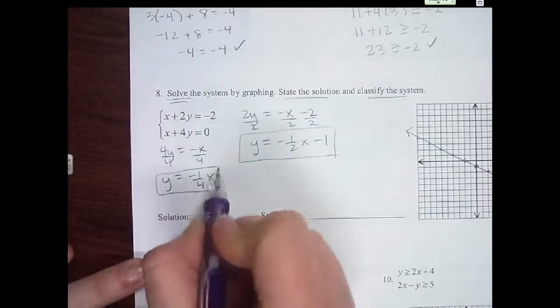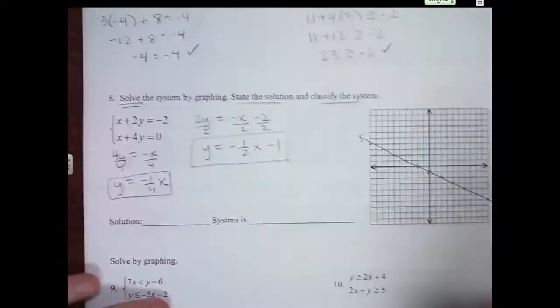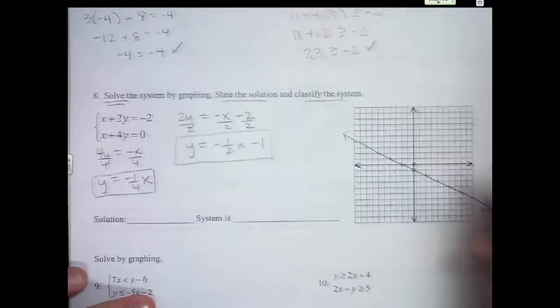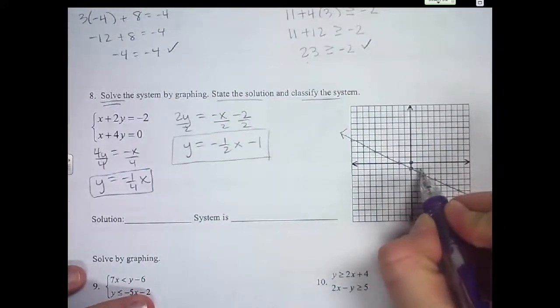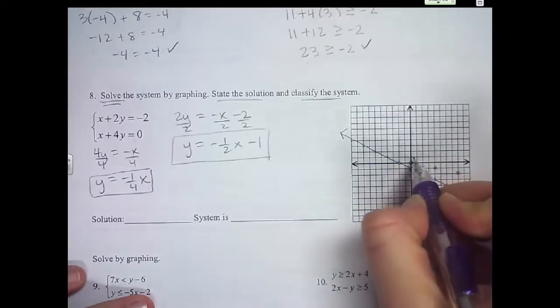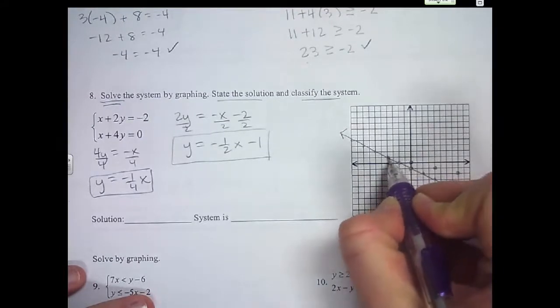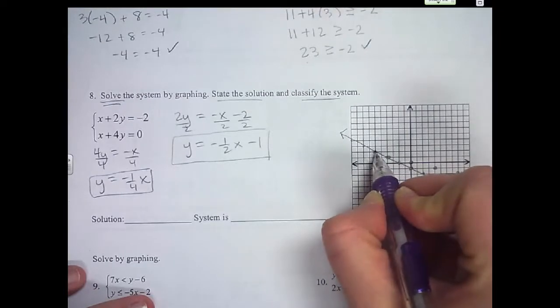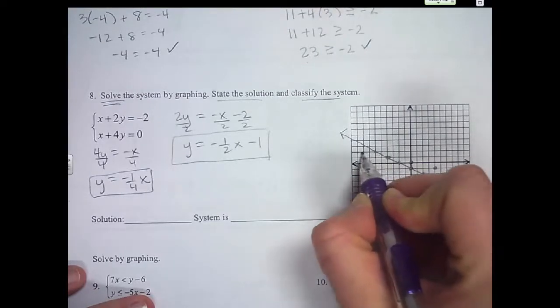So there's my line. So my y-intercept is 0 because there's nothing here. So I'm going to start at 0, 0. And I'm going to go down 1 over 1, 2, 3, 4. Down 1, 1, 2, 3, 4. And I'll go up 1, 1, 2, 3, 4. Up 1, 1, 2, 3, 4, like that.